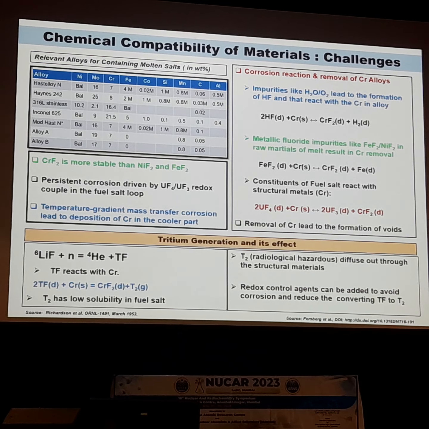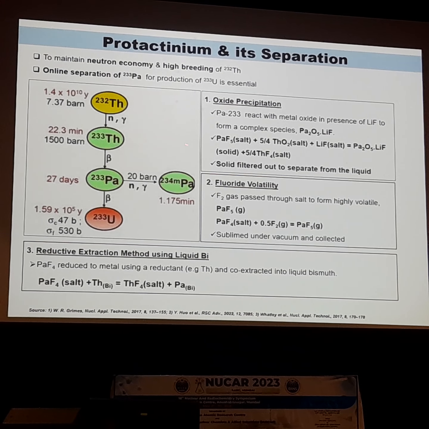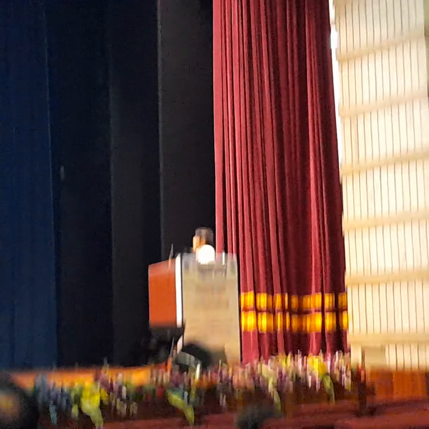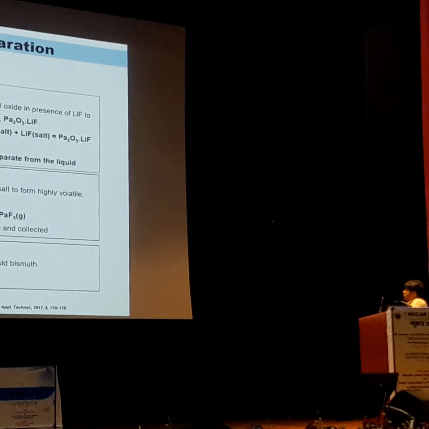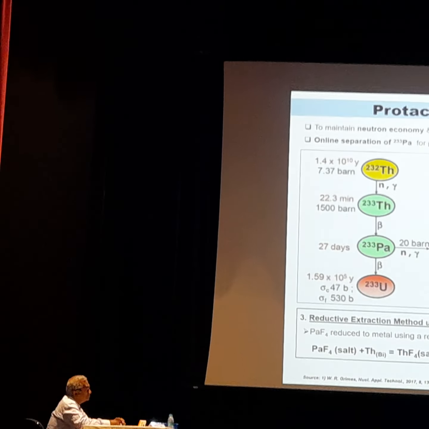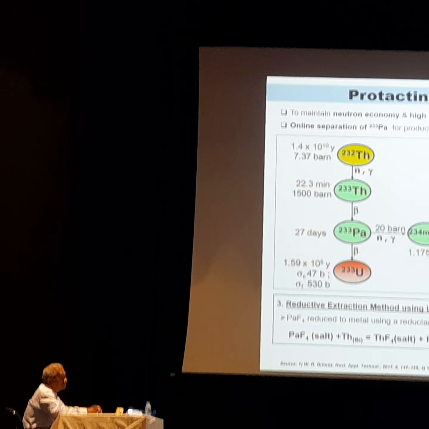So this is one of the protactinium separation. As protactinium has a neutron absorption cross-section, online separation of protactinium should be there for better neutron economy and high breeding ratio. So for protactinium separation, in the literature I have seen that there are 3 methods. One is oxide precipitation, where protactinium oxide is passed from thorium oxide into the salt, and it reacts with the lithium to form protactinium pentafluoride lithium fluoride adduct, and this is a solid particle that can be filtered out and separated from the liquid.